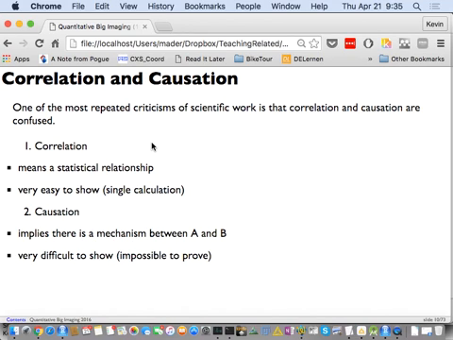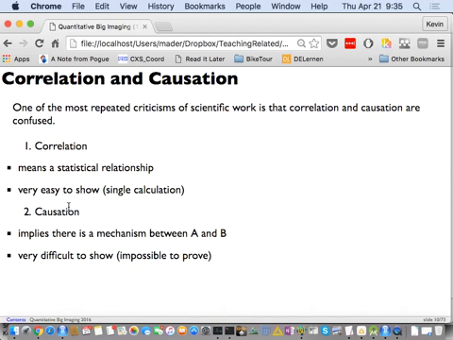If you look at what are the most common criticisms of scientific work coming from reviewers or external people looking at the work that's been done, it's this confusion between correlation and causation. I'm sure most of you have heard of this before, that this isn't a completely new idea for you. And basically a correlation is a statistical relationship. It's very easy to show. If you have the data, you can show a correlation in 1 or 2 calculations.